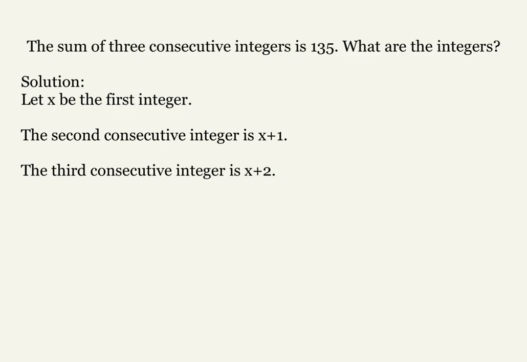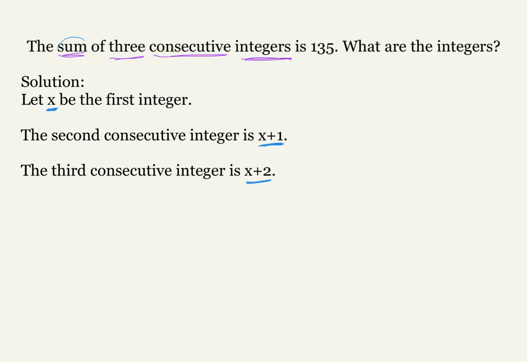So this one says the sum of three consecutive integers is 135. What are the integers? Some keywords here: sum, we're going to be adding. Consecutive integers tells us that we are using 1, then 2, to add for the next integer. We do have three of them. As we set this problem up, we are going to let x be the first integer. If x is the first integer, we go up by 1 to get to the next number, and the third number will be going up by 2.